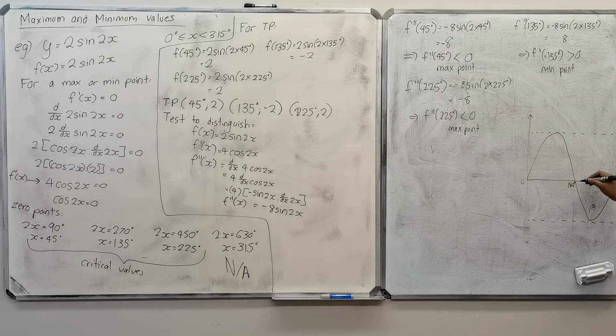Now looking at this in a general sine graph, where would your maximum and minimum points be found? At what degrees here?